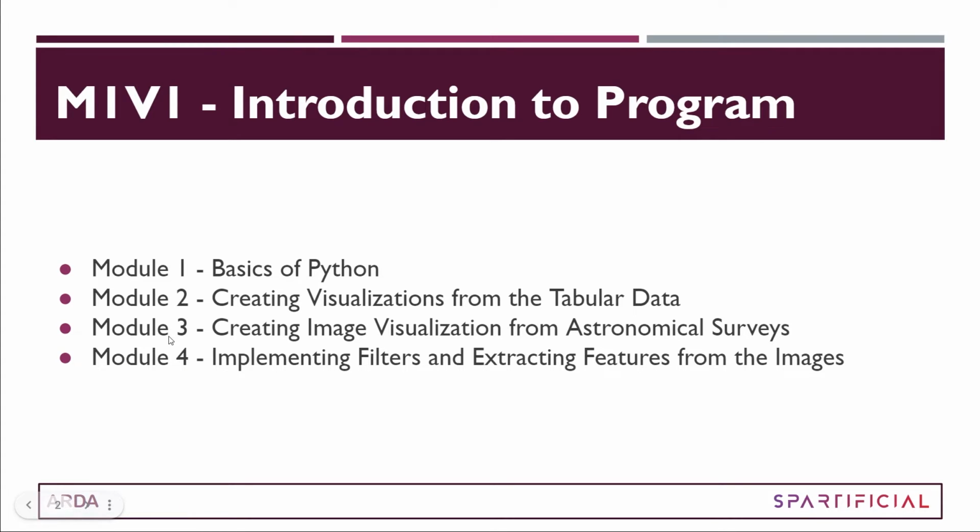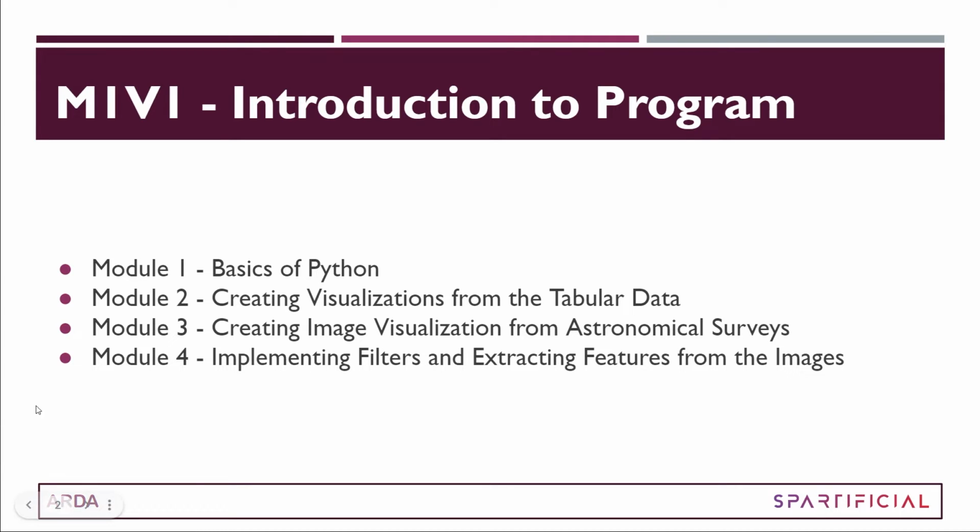Then in module 3, we are going to go to the astronomical surveys, where we have raw images taken from multiple different telescopes. From that survey, we are going to fetch an image of the Andromeda galaxy and then do some pixel scaling and other basic visualizations with respect to image data.